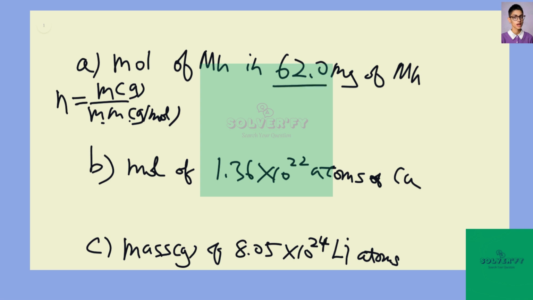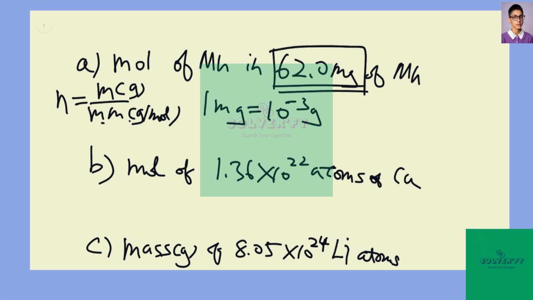But what we are given is in milligrams. So 1 milligram corresponds to 10 to the minus 3 gram, or 1 over 1,000 gram. So we have to first convert the mass from milligram to gram. From here, we divide by 1,000, and 0.062 gram will be our mass for manganese.